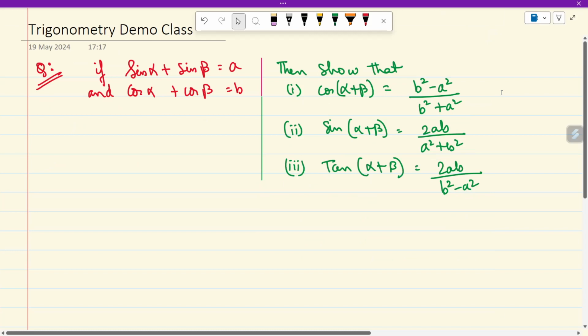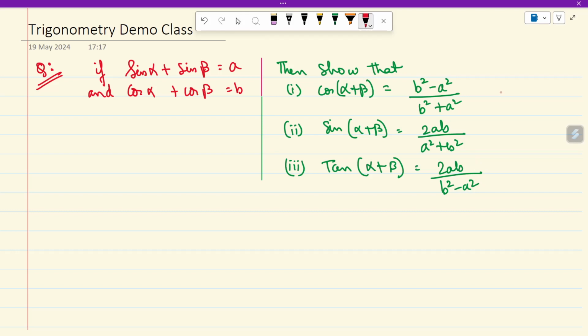Hello everyone. There is a question in trigonometry that often comes in the exam and it is very confusing for the students to understand because this question is a little bit tricky.